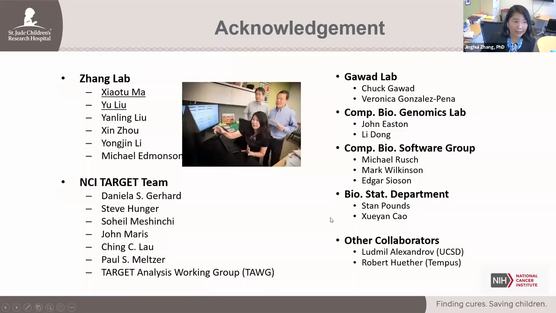And this study was multi-disciplinary research with participation of two former postdoc fellows, Yu Liu and a senior scientist, Xiaotu Ma, in my lab, with support from the NCI TARGET team as well as a variety of different laboratories in St. Jude, including the Genomics laboratory, the software development group, Biostats, and also external collaborators like Vladimir and Bob Huether, a former trainee in my lab. And the study is supported by the National Cancer Institute.